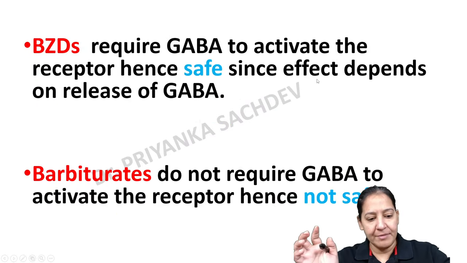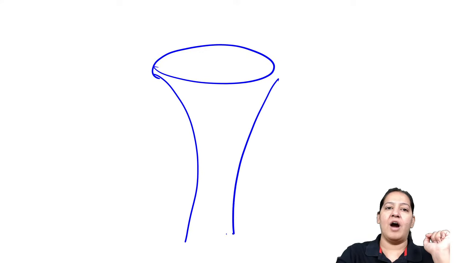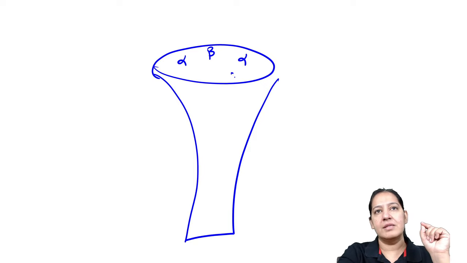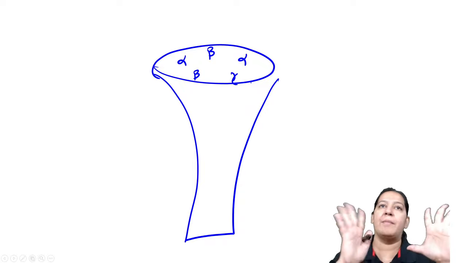Let me draw a diagram for you. This is a neuron. On this neuron, this is the GABA receptor, with alpha, beta subunits. This is alpha, this is gamma, and this is beta. So 2 alpha, 2 beta, 1 gamma. This is the sequence, right? So this is a neuron and this is a GABA receptor.